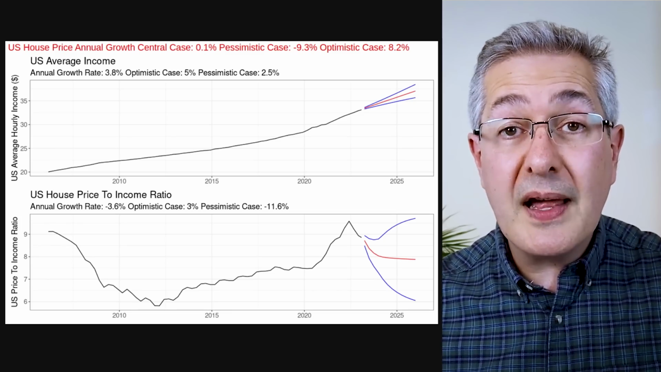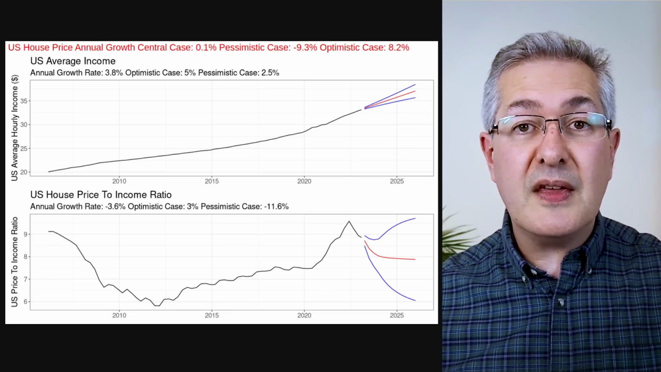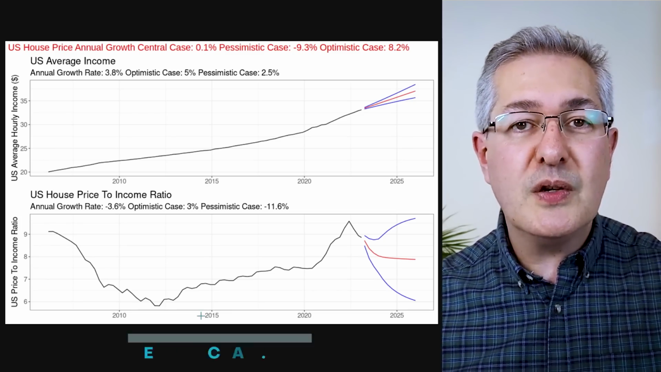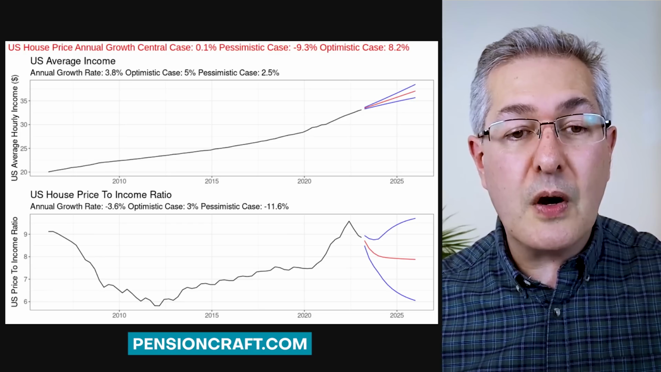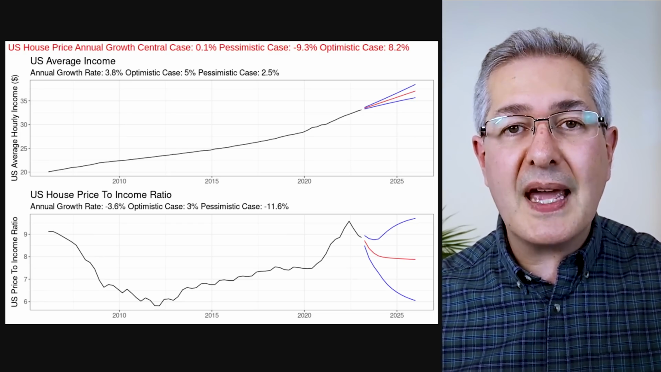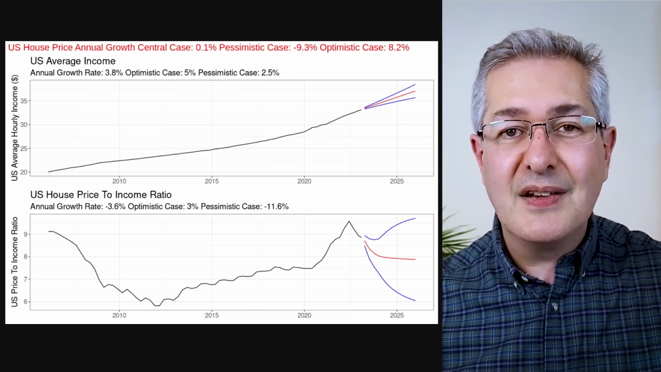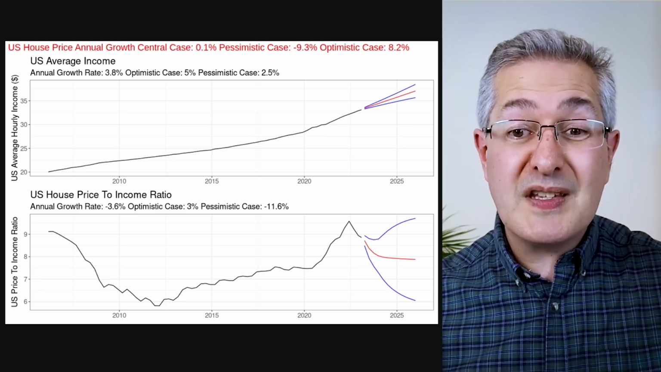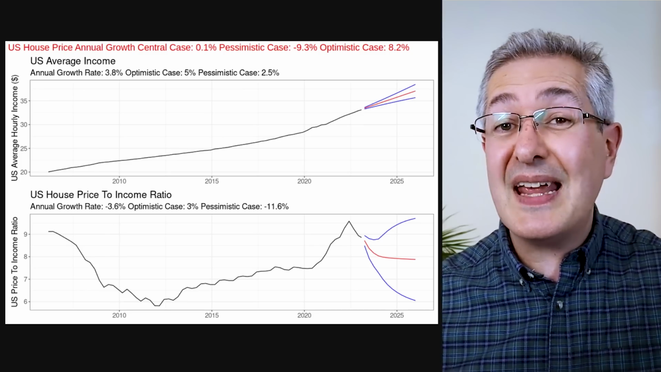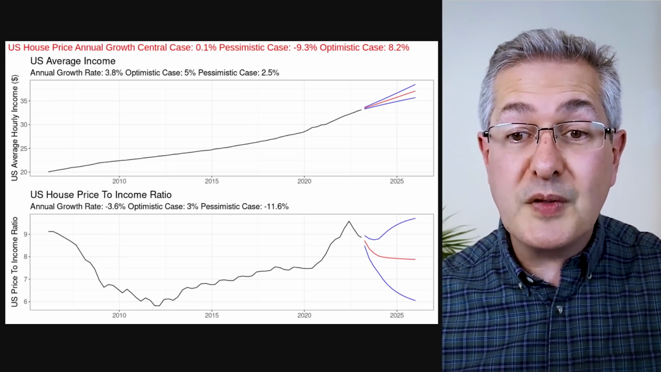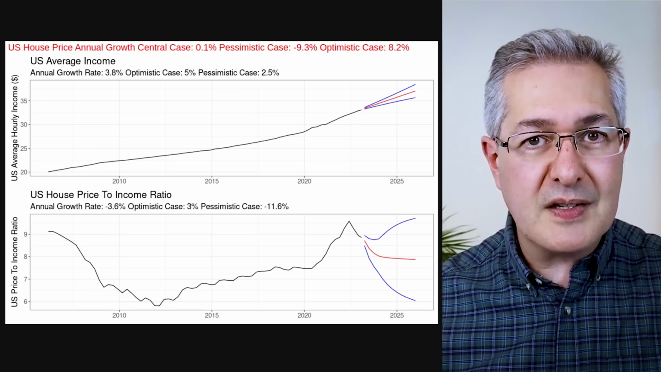For the US as well, PensionCraft members get this fair value model, which you can see on our website, pensioncraft.com. And here you can see that the central case is no price movement. In other words, the market's going to be flat for the next 3 or 4 years. The pessimistic case is we're going to see a 10% year-on-year fall, and the optimistic case is an 8% rise year-on-year.